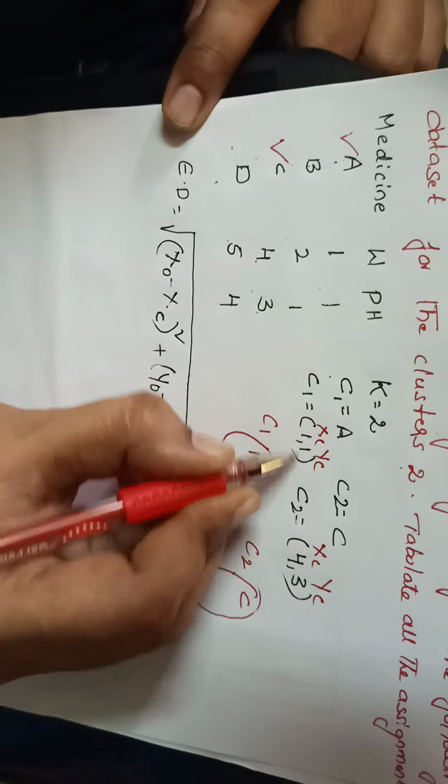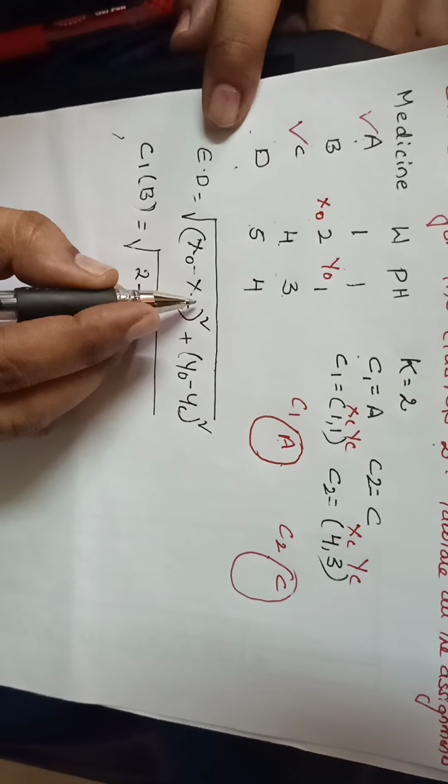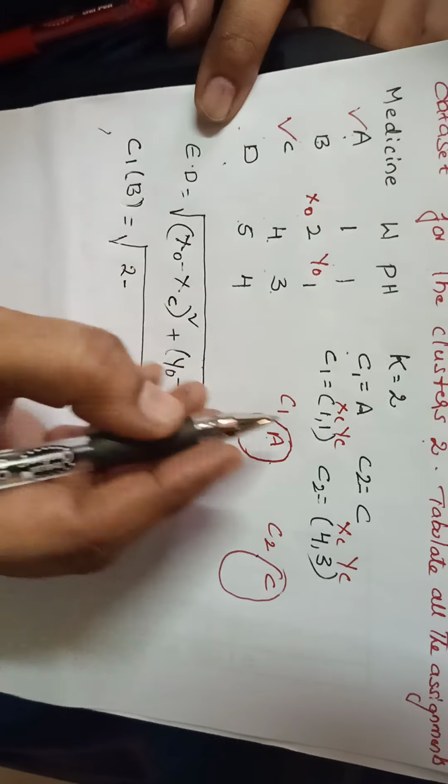Now x observed means 2 minus 1, since the x centroid value is 1. So (2 minus 1) whole squared plus y observed, which is 1, minus 1, whole squared. Then you will get 1 plus 0, so root 1, the value is 1. Now we have to find the distance to cluster 2.